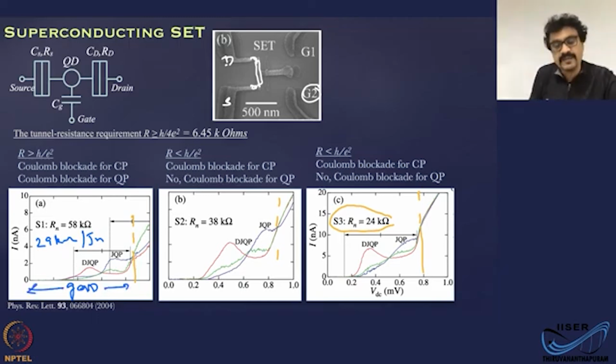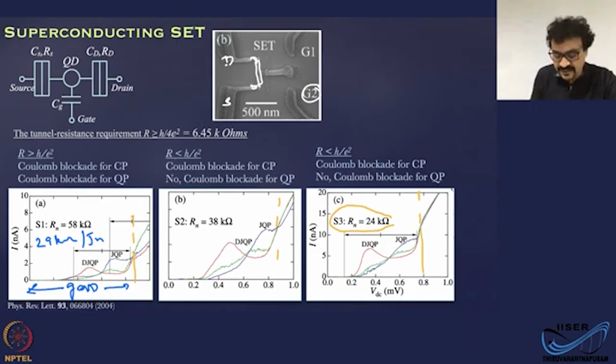Okay, and below the gap you have transport features where both Cooper pairs and quasi-particles are involved. This is called double junction quasi-particle cycle, and this is double Josephson quasi-particle cycle, and this is Josephson quasi-particle cycle. This is also called 3E cycle, because you have one Cooper pair and one electron going through both junctions. In effect, you are transferring 3 electrons through the system.